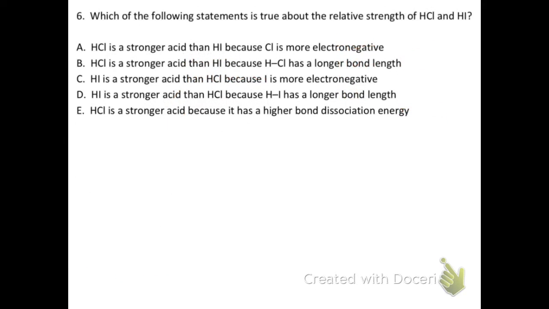This question is asking about the relative strength of HCl and HI. Now, we'd classified both of these as strong acids. So for our purposes, these dissociate completely in aqueous solution. But if you're an organic chemist, there actually is an importance between which strong acids are stronger acids.